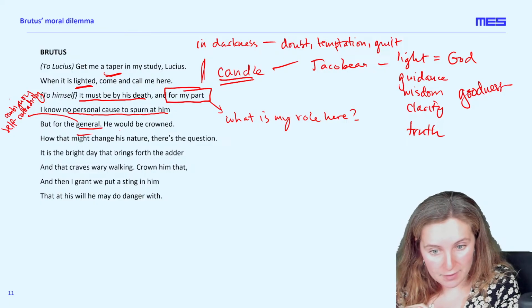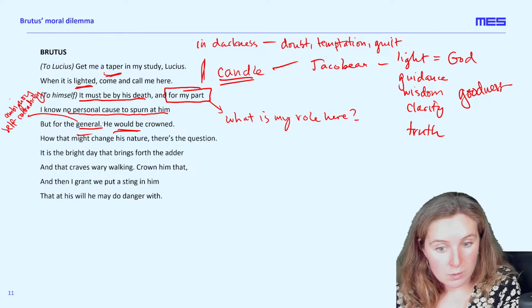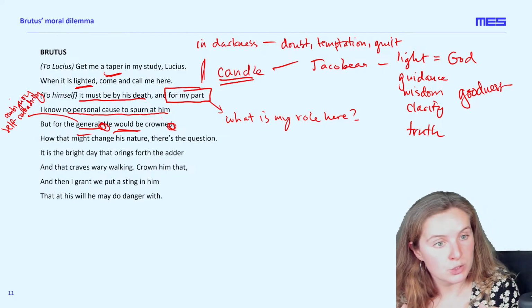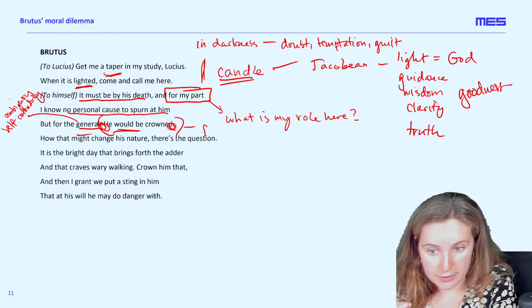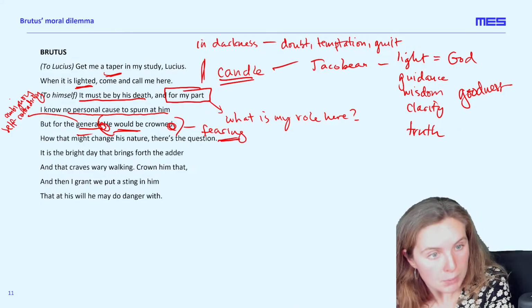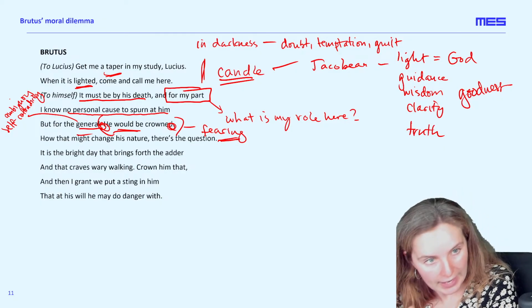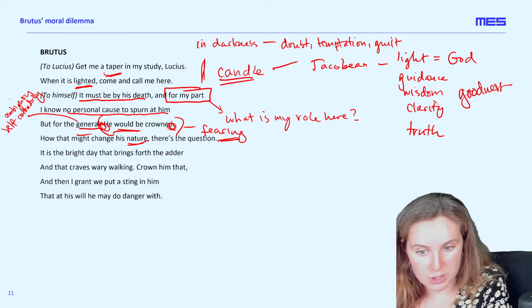So here we have this conditional language, but we have the interruption of the line through punctuation that really seems to couch this fear. This is what he is fearing. He would be crowned. Pause here at the end of the line. Think about the effects of that. Could Caesar handle that? How might that change his nature? There's the question. Would this have a corrupting influence on him?